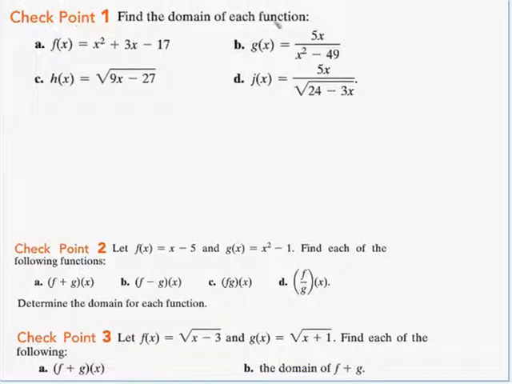Okay, for the first one, it just says find the domain of each. So for letter A, I see it's a simple polynomial, no division, no radicals, so it's all real numbers, negative to positive infinity.